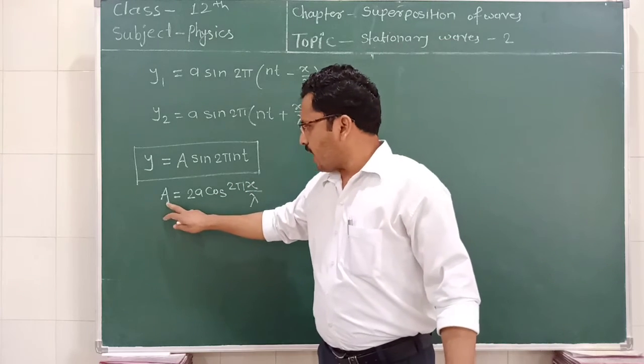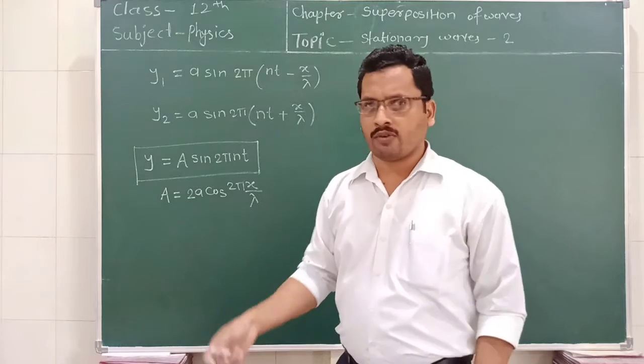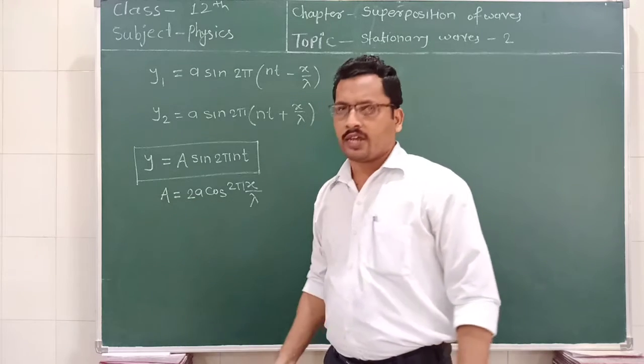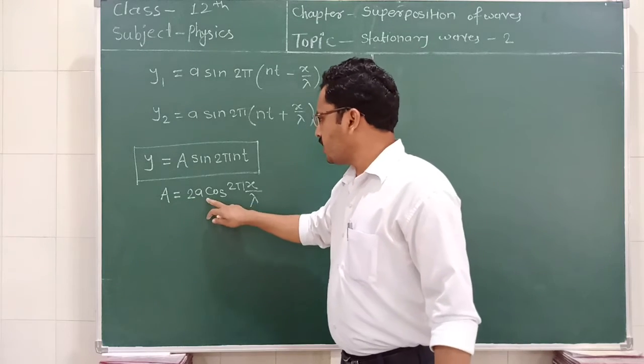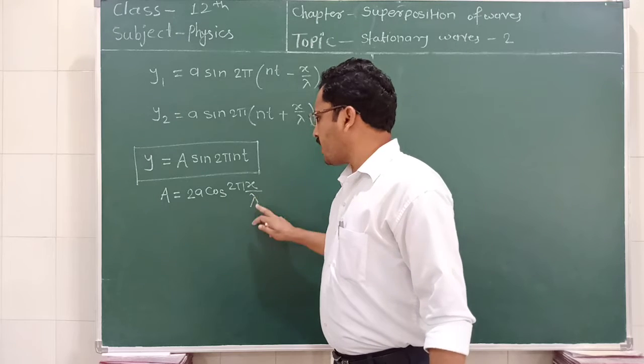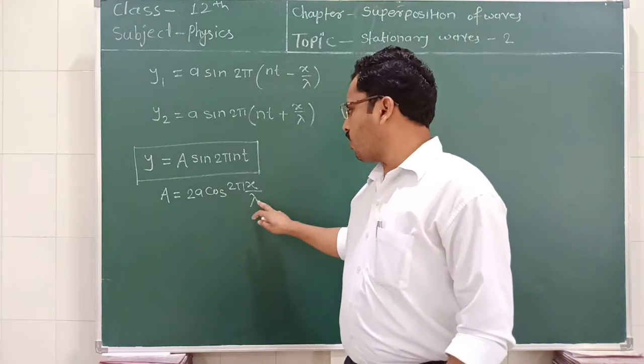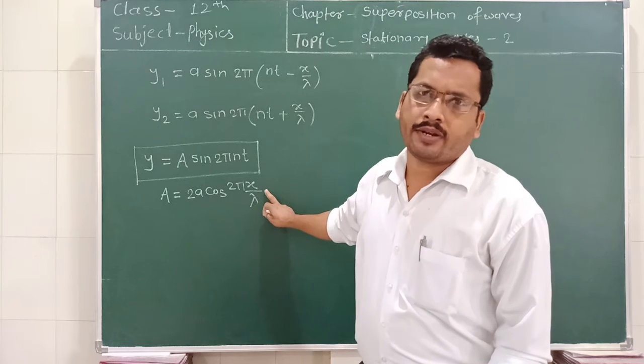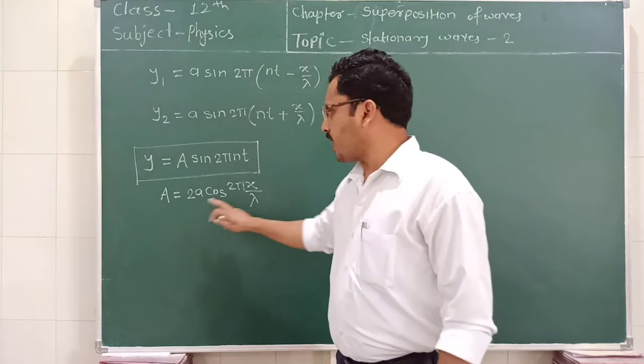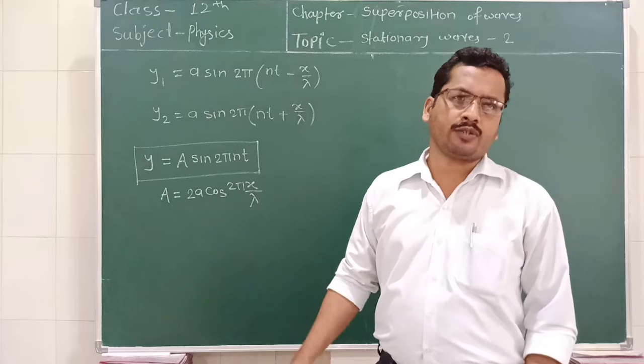So this amplitude is a periodic function. Why periodic? Because sine and cos are periodic functions, and here the cosine of this angle means this amplitude is a periodic function of the displacement. Okay, therefore this amplitude depends upon this displacement.